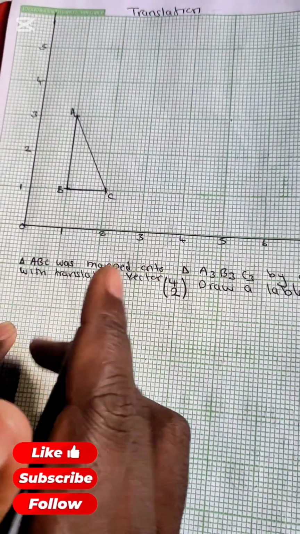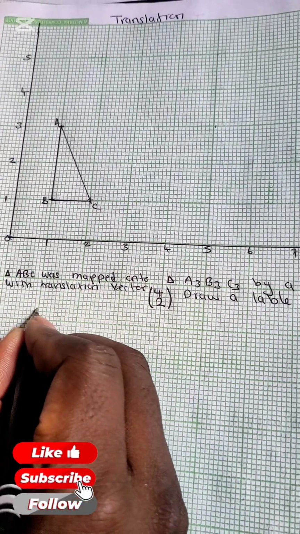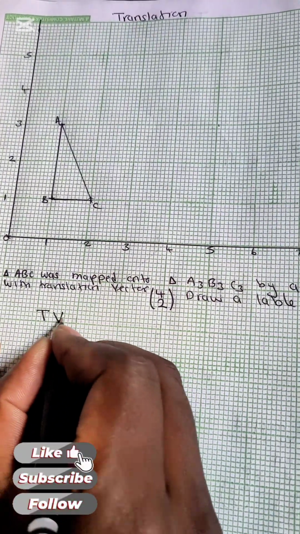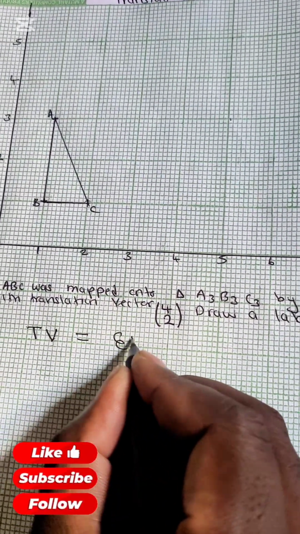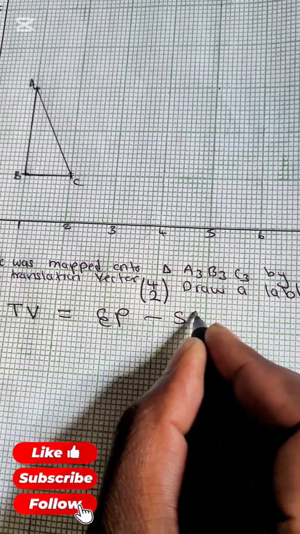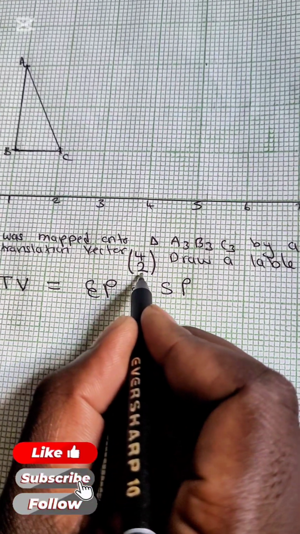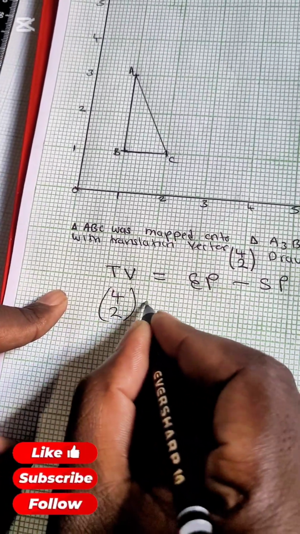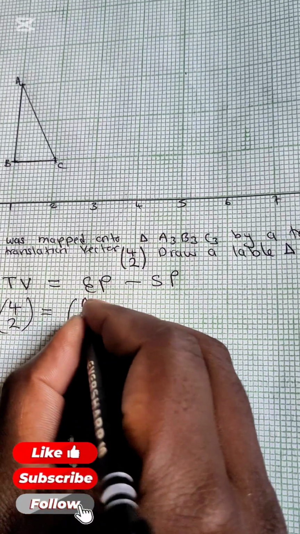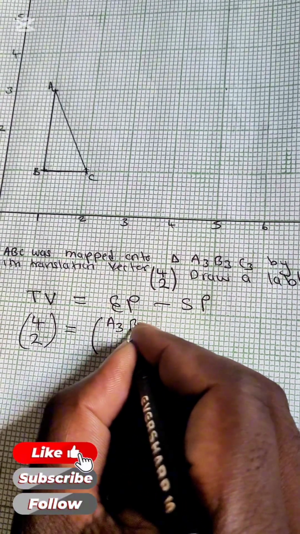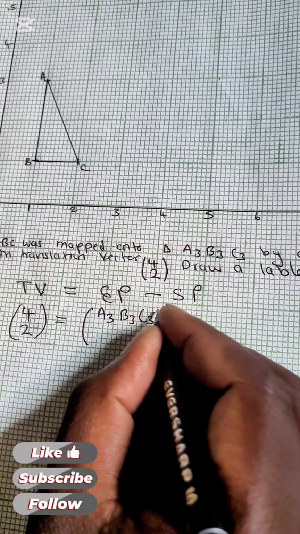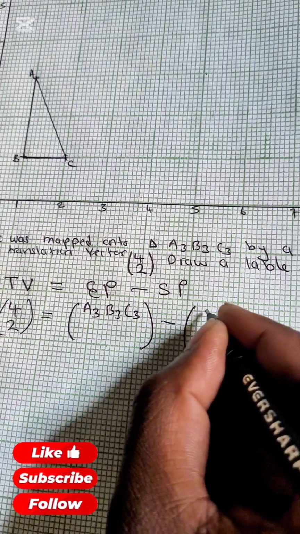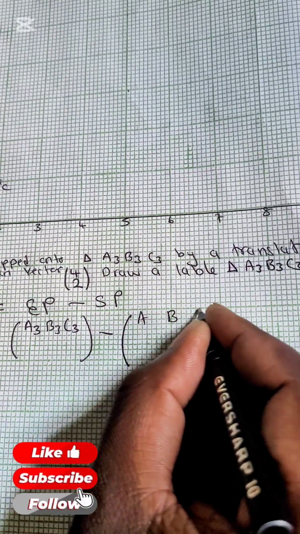Okay, in this case, we are given the translation vector, and remember our formula: translation vector is equal to ending point minus starting point. That's our translation vector. So we're going to write (4, 2) is equal to the ending point, that's triangle A3, B3, C3, minus the starting point, that's our triangle ABC.